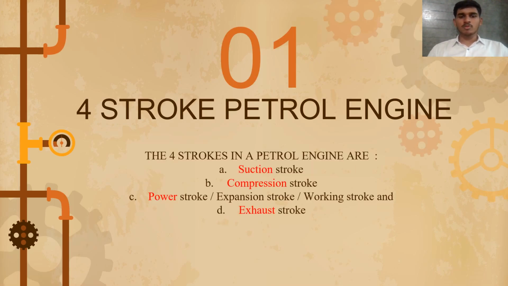So coming first, four-stroke petrol engine. The working principle of four-stroke petrol engine is Otto cycle, and the four strokes in a petrol engine are suction stroke, compression stroke, power stroke or expansion or working stroke, and finally exhaust stroke.